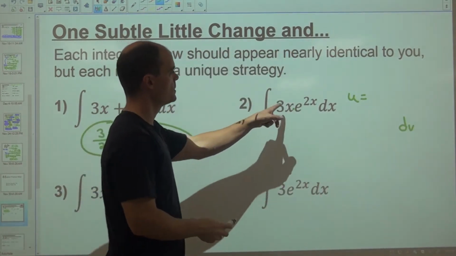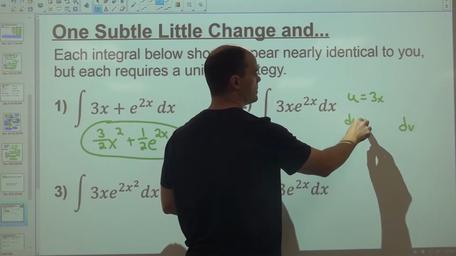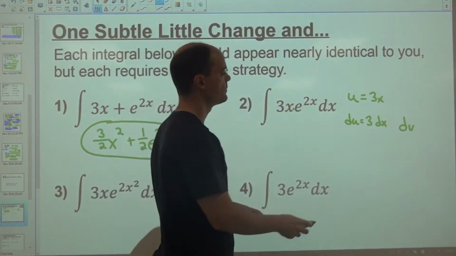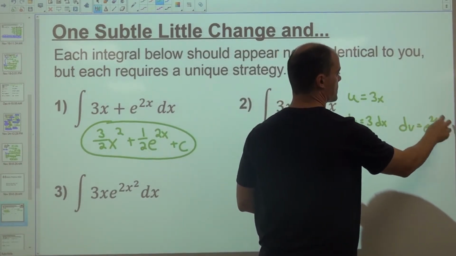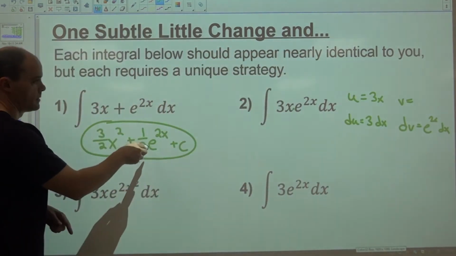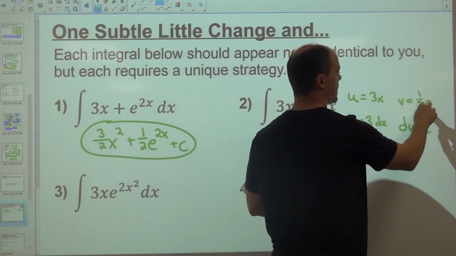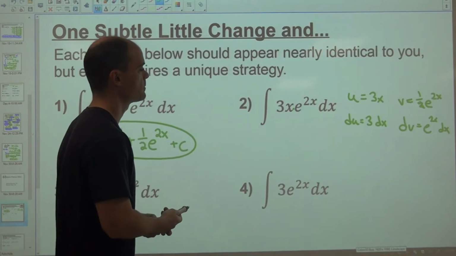So I'm going to choose u to be 3x, that will derive away. du is just 3, which means my hand is forced. This must be e to the 2x dx, which means v is, well, we already anti-derived this, it's right here. So don't have to do it again. 1 half e to the 2x. And now we just fill in the blanks and we're done.